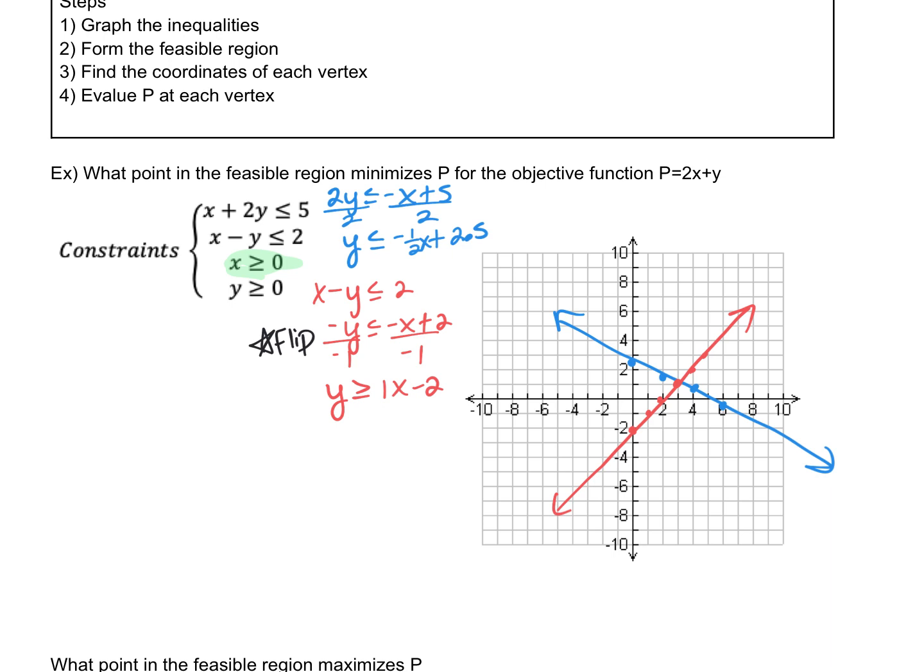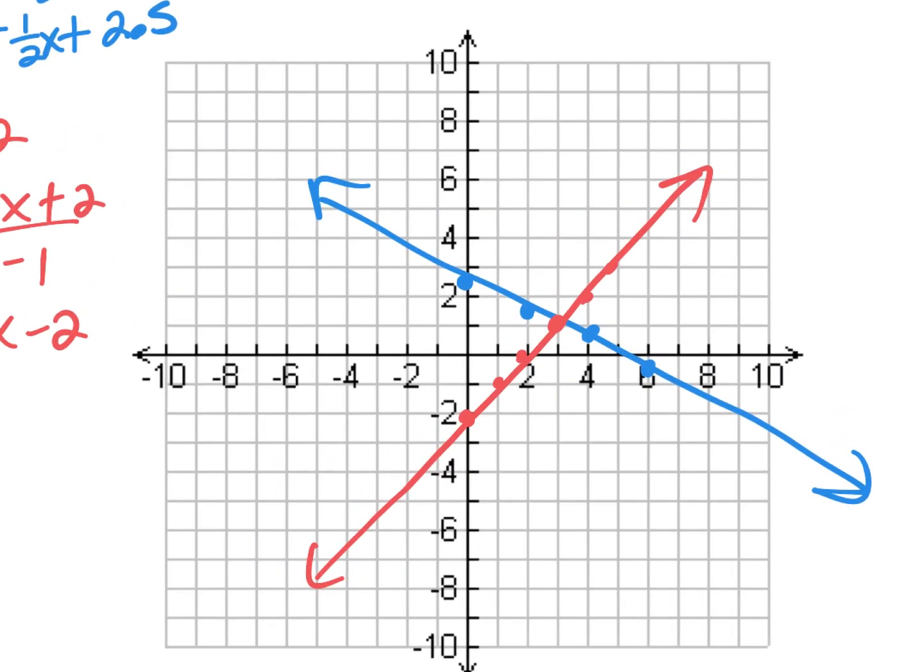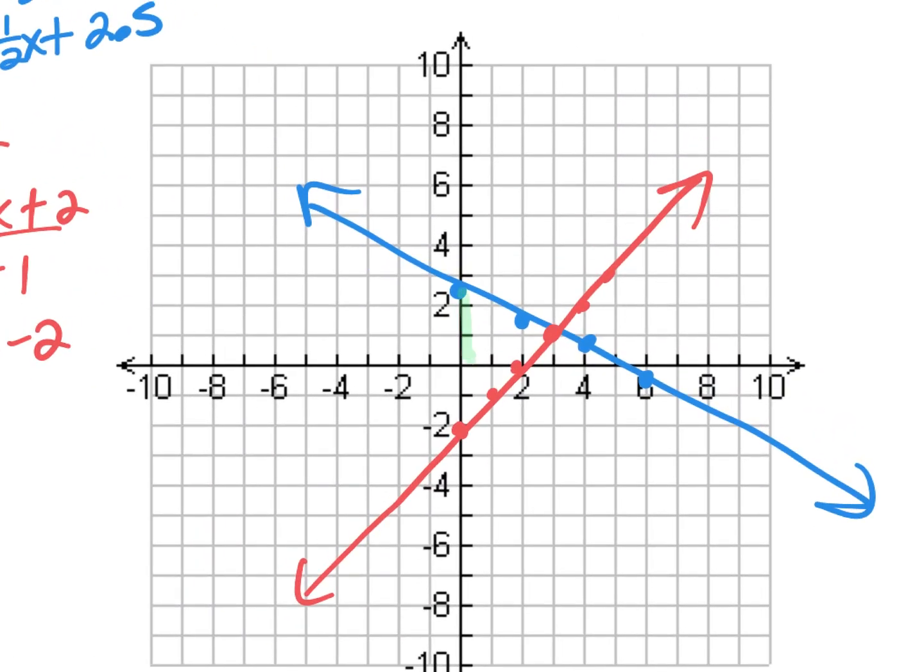And then y is greater than or equal to 0. It's this one. And then the top one was y is greater than 1x minus 2. And then the blue one is less than, so it'll be right here. So long story short, which region satisfies all of that? That would be this right here, this little baby region. Okay, so now we have our feasible region, is what that's called.